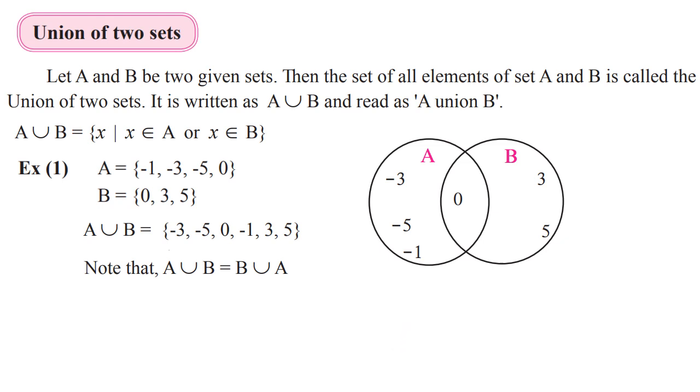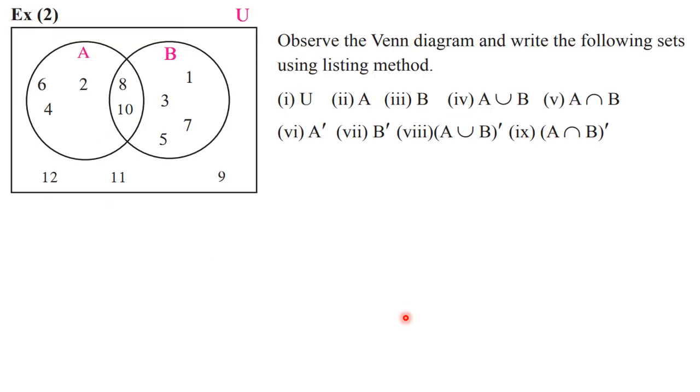Now let us take one more example to understand the concept better. Okay, so example 2 from the textbook itself. They have given you the Venn diagram. See, this is universal set denoted by rectangle as we have seen. And inside that you can see two sets, set A and set B. And the numbers or the elements of the set are written here. And from that, they have told us to write down all these sets. We have to write down all these sets by using listing method.